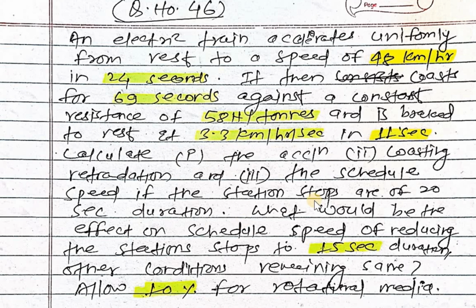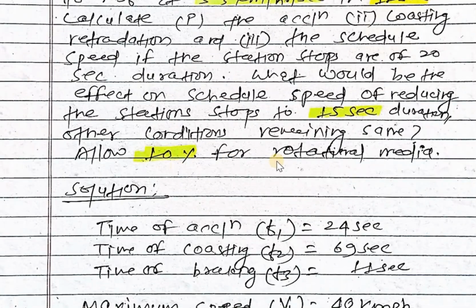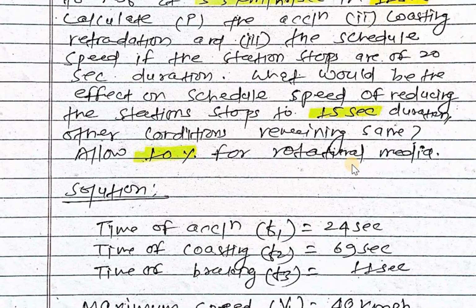If the station stops are of 20 second duration, what would be the effect on the schedule speed of reducing the station stop to 15-second duration? Other conditions remain the same, allowing 10% for rotational inertia.